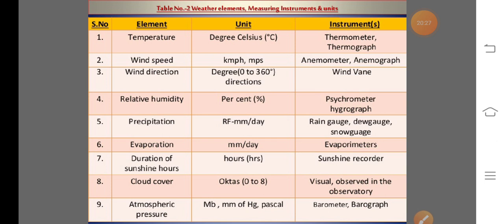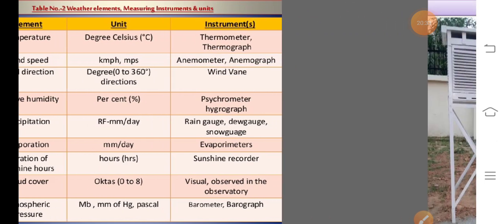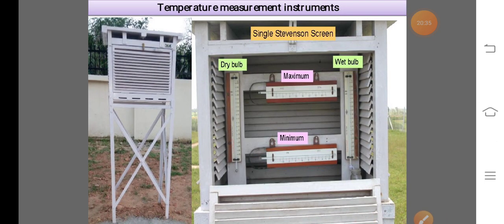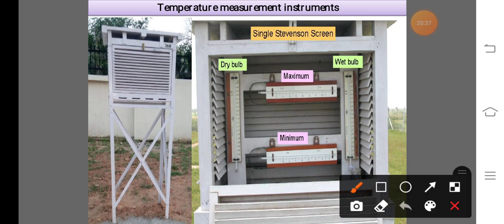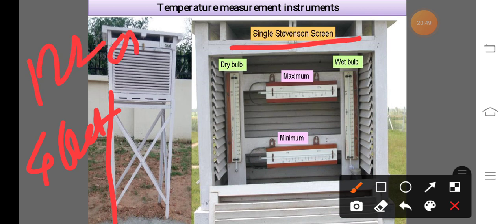Now we see the different instruments used for recording the different weather parameters. The first one is the single Stevenson screen. The height of this screen is 4 feet above the ground surface. That means 122 centimeter from the ground surface.